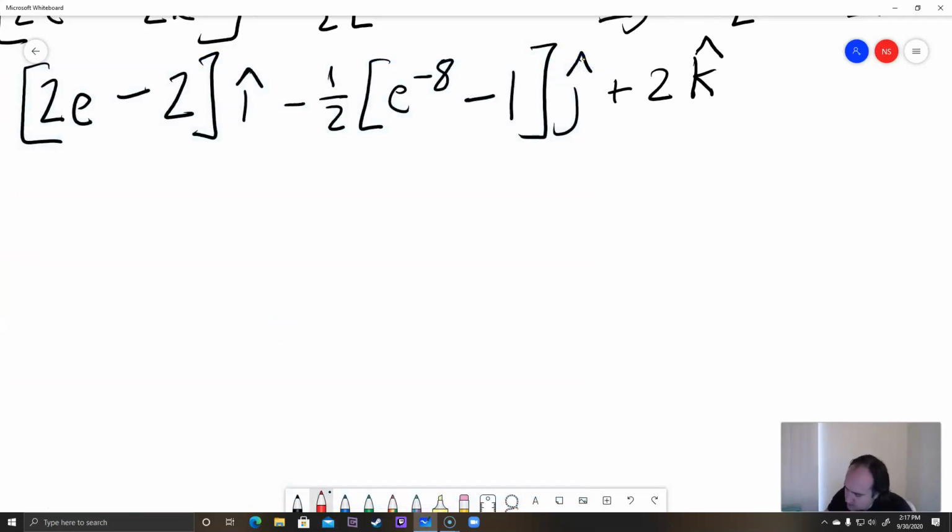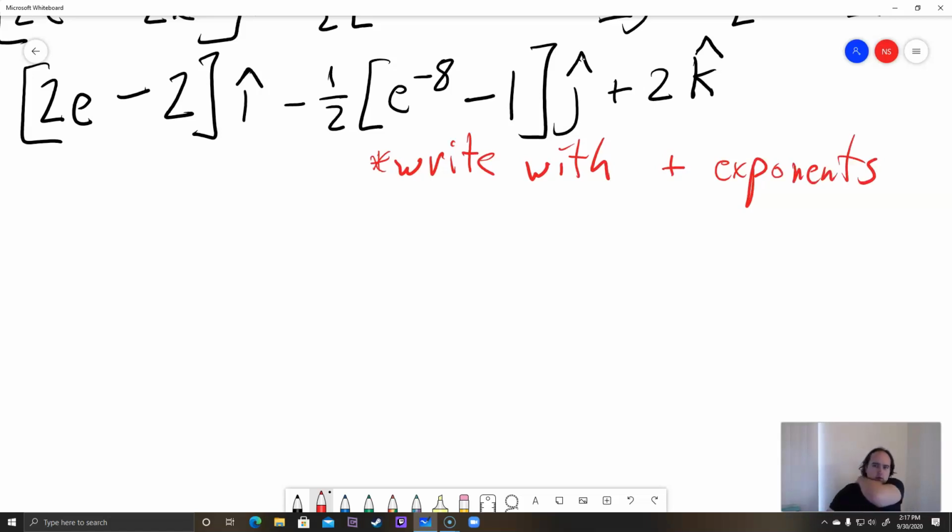Okay, so write with positive exponents. Okay, so instead of writing e to the negative 8, remember 1 over a negative exponent is a positive exponent. So we can actually write it as 1 over e to the 8. So we have 1 over e to the 8 minus 1. Okay, and then we can simplify that.